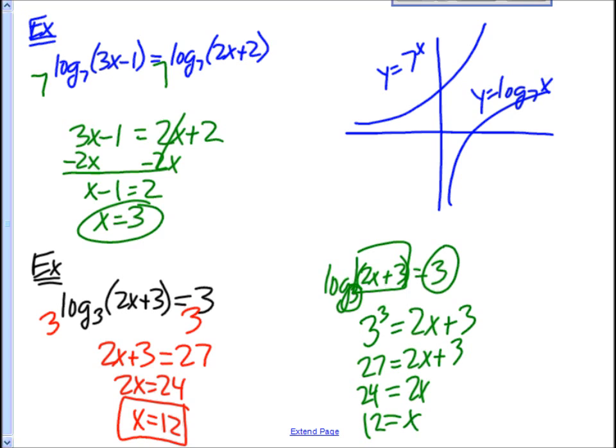Okay, so whichever way you like to think about that is fine. It's called exponentiating each side. All right, let's look at checking for some.